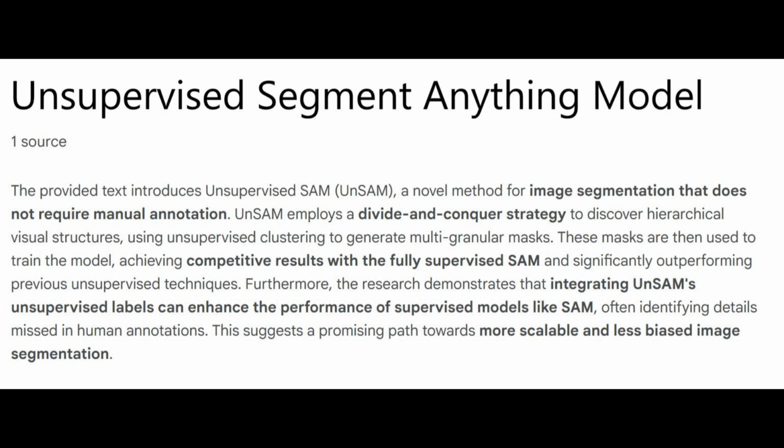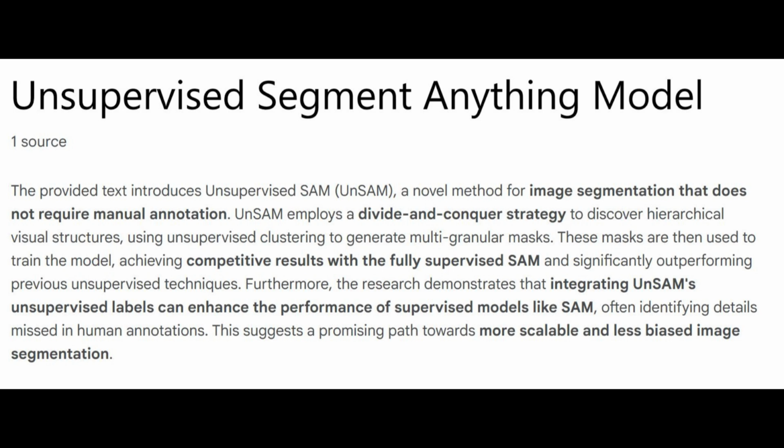Remember how we talked about the divide and conquer approach? Well, that iterative process of merging pixels doesn't just stop at outlining the object. It creates a hierarchy of parts within the object. It's like UnSAM is not only recognizing the objects themselves, but also understanding how they're put together, like it's creating a blueprint or a map of each object.